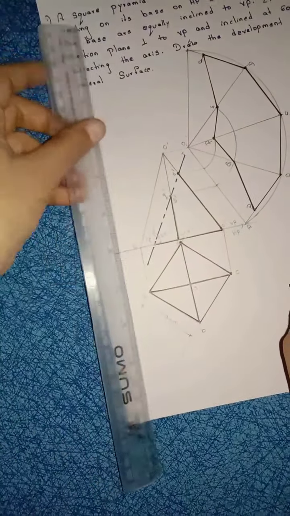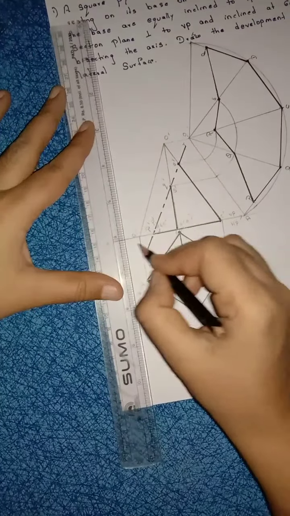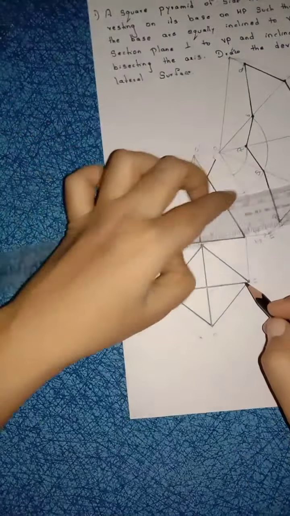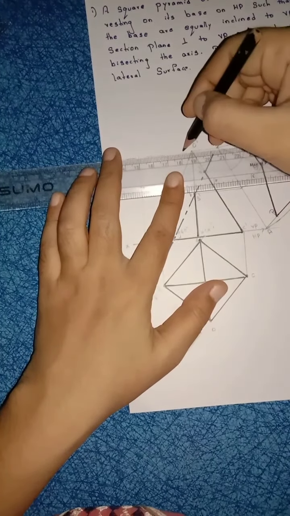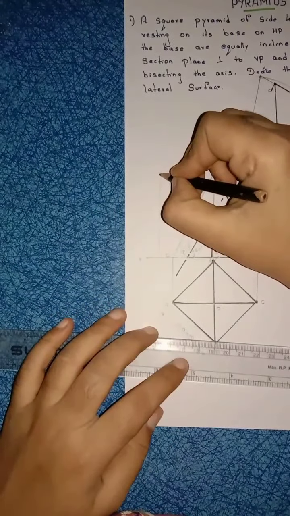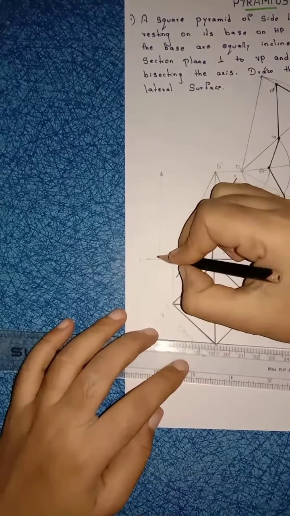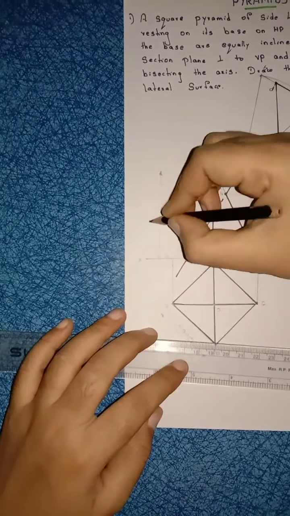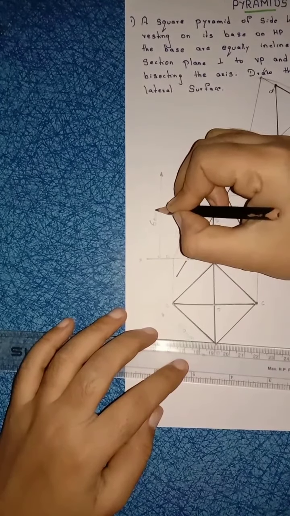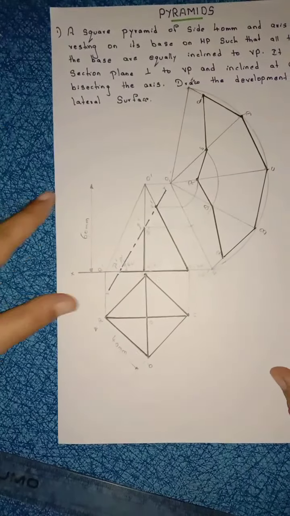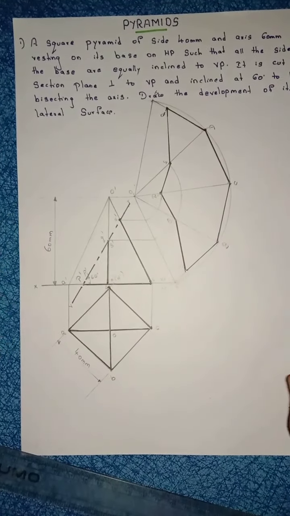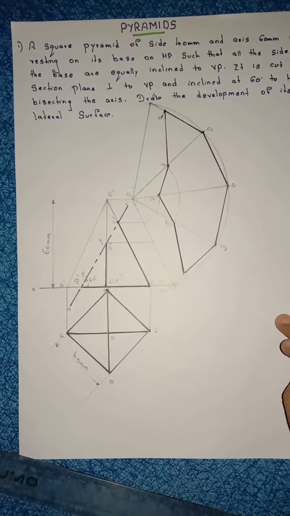Then next, axis height. Take the axis height here 60 mm. Right, so this is your square development. Right, so same, let us see the next problem here.